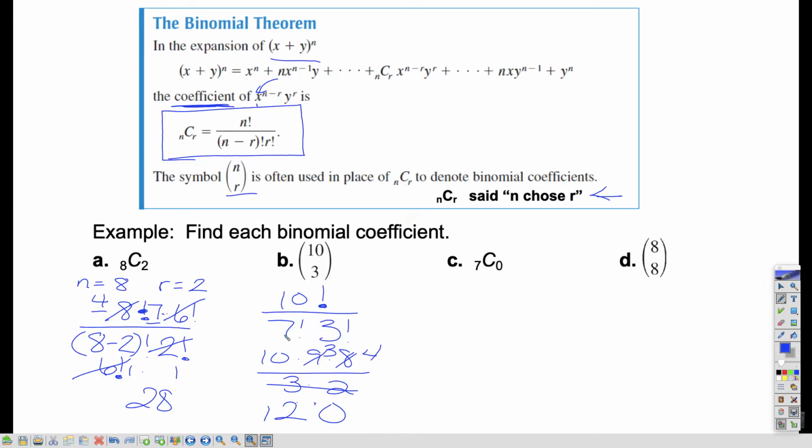Why couldn't you just do 10 and on? 9 and 8 are not factorials. From this step to this step, the factorial went away. Because this is 10 times 9 times 8 times 7 factorial, and there was a 7 factorial here, and 7 factorial and 7 factorial reduced. If you need to write them all out, you still should come out with the same answer.